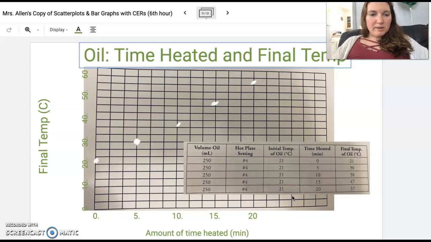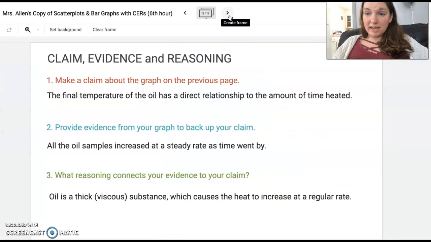So I copied and pasted my data over here. I filled up my space. I've got my units here. It's degrees Celsius and minutes. I could have probably expanded this a little bit farther this way, but that's kind of what I'm looking for there. And again, claim, I'm going to say something specific about the graph.